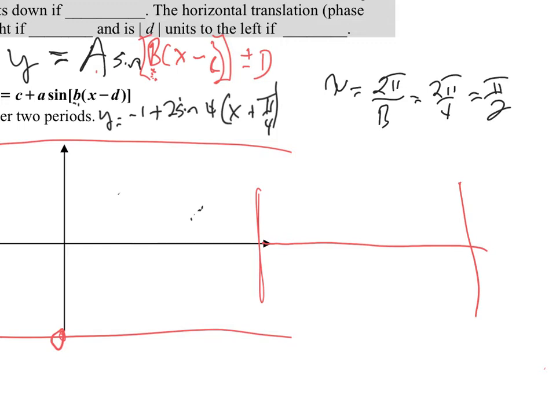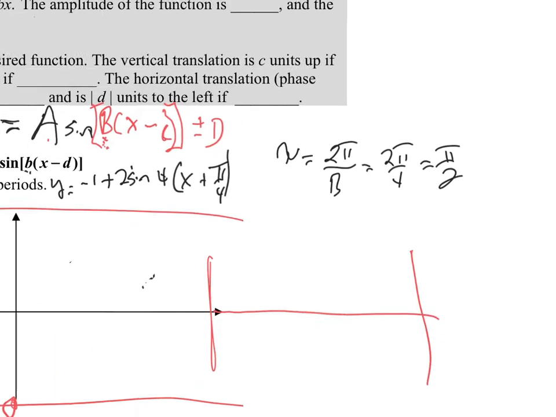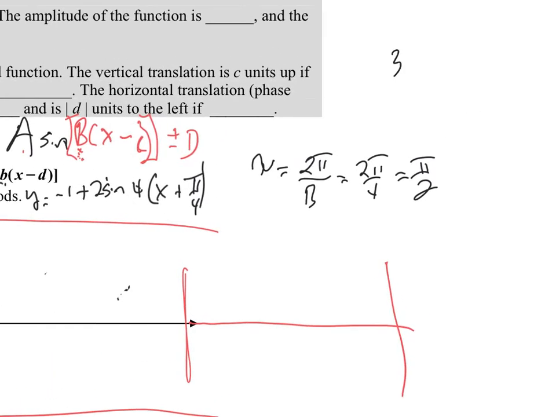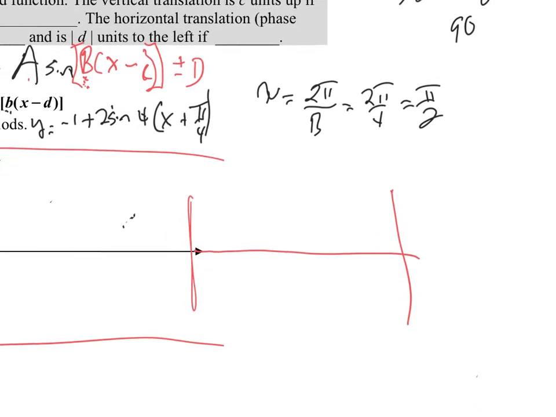A whole cycle is done in pi over 2. So that's important to know. That's the number of radians. That's actually 90 degrees. Every 90 degrees, this picture is done over again. Which is kind of scary because normally it takes 360 degrees for one cycle. We're going to complete the whole thing in 90 degrees. That means between 0 and 2 pi.